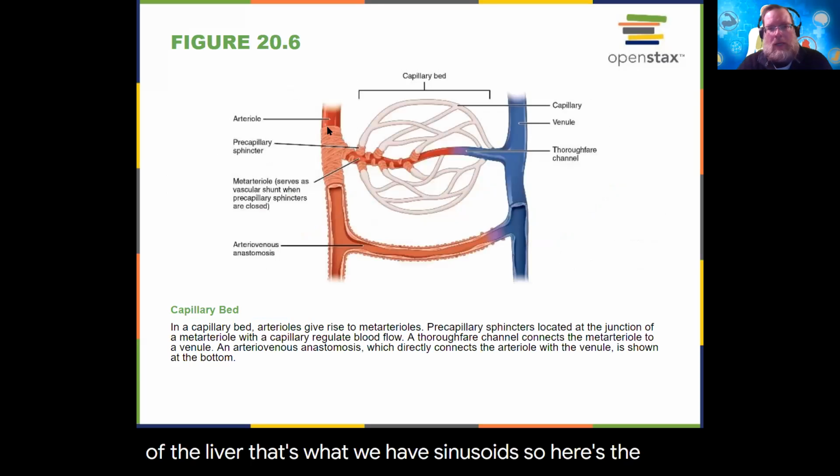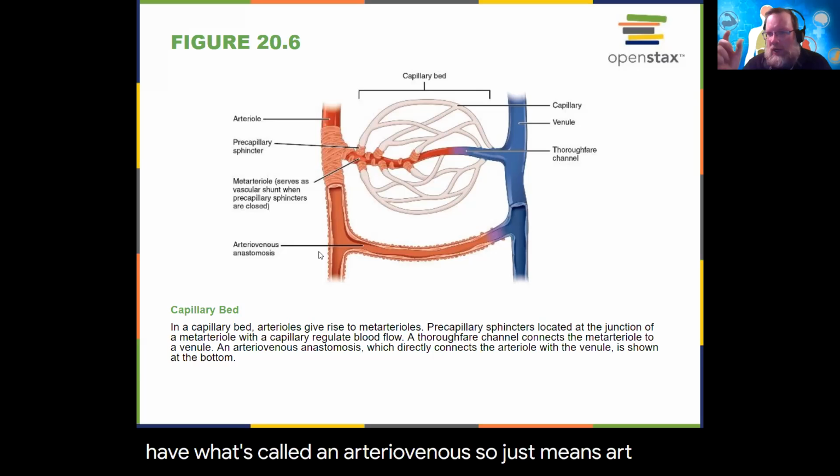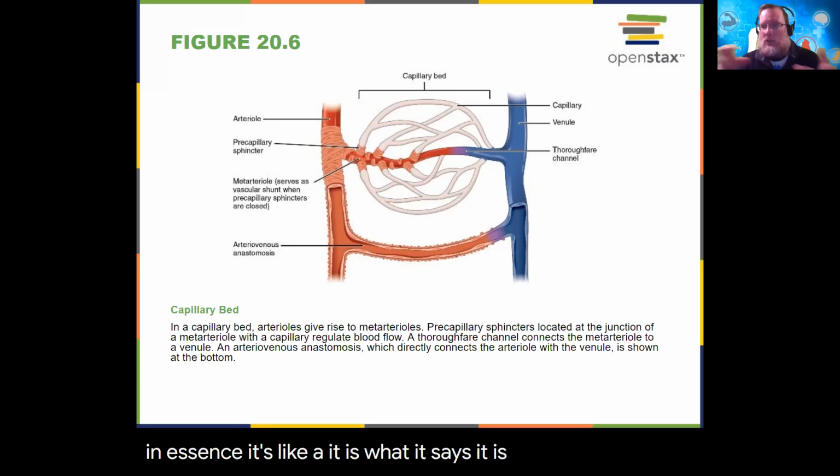So here's what I was talking about a second ago, this anastomosis, and then we'll come back up here to the capillary bed. We can see an arteriole over here on the left, and then we have what's called an arteriovenous anastomosis. It just means artery and vein. An anastomosis is in essence what it says: a direct link or connection of two different types of vessels. Basically, it's where vessels connect with one another.